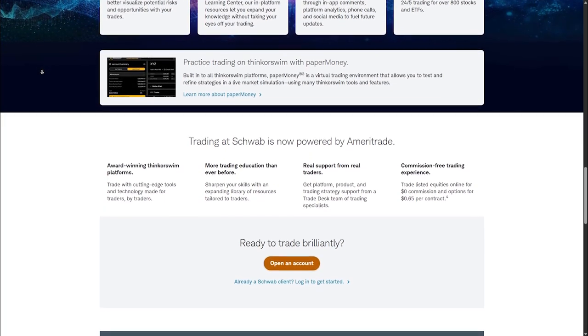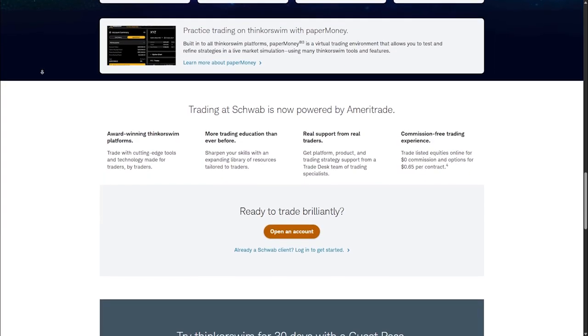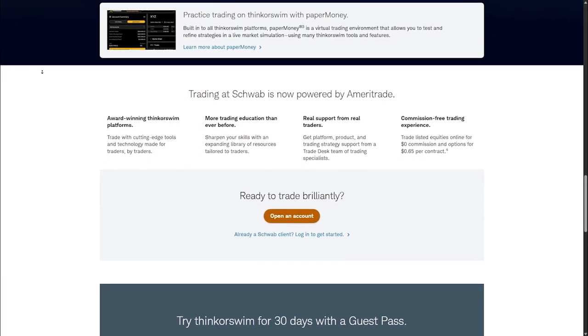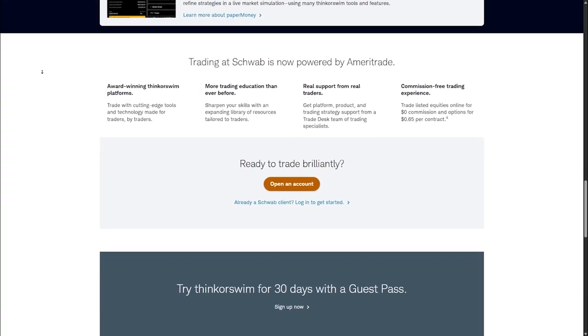Let's talk about user experience. Webull is smooth, fast, and very mobile friendly. Thinkorswim is desktop first, robust but complex. Mobile is functional but dated. The winner for mobile simplicity is Webull.